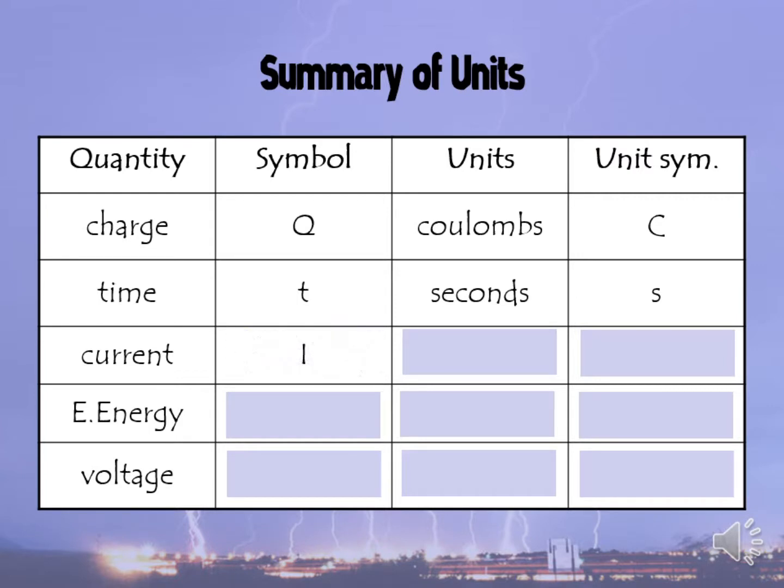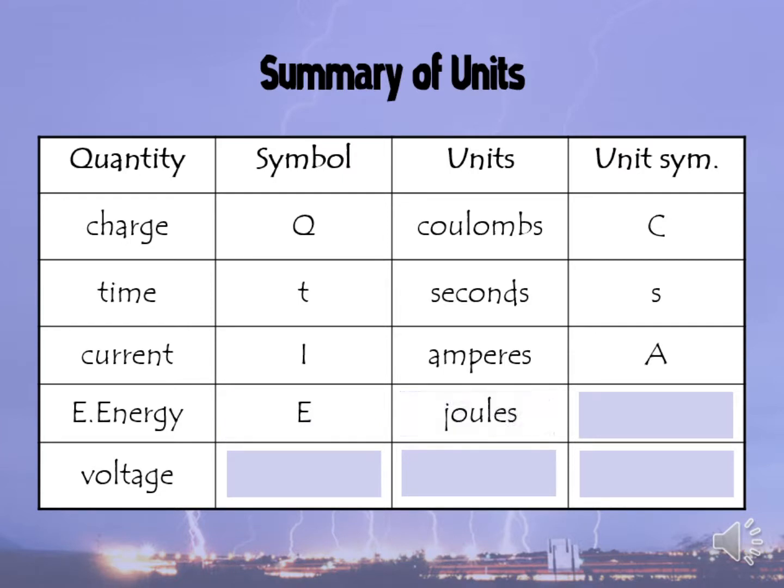Current is given the symbol I, and it's measured in amperes, which have a capital A, remembering that if the unit symbol is a capital letter, that often means that it's been named after someone. Electrical energy is given as E, we've also seen it as work done W, but like all energy, it's measured in joules, which is given a capital J. And then finally, we have voltage. The symbol in an equation is V, and it's measured in volts, so the unit symbol is also capital V.